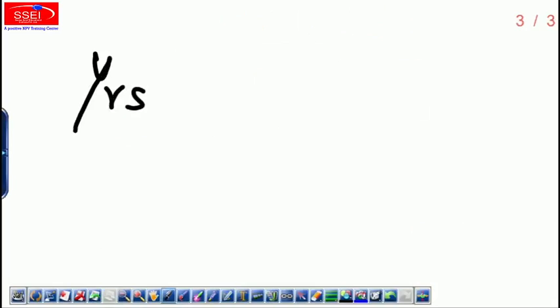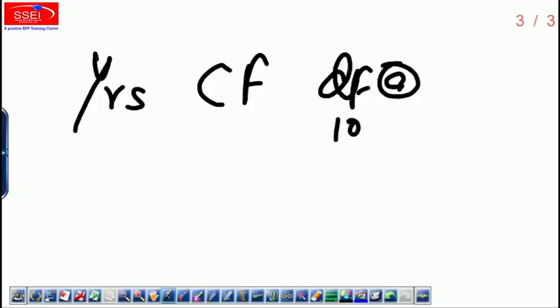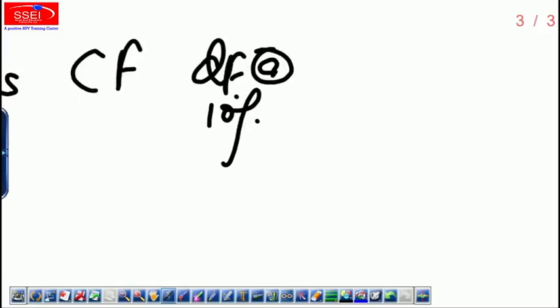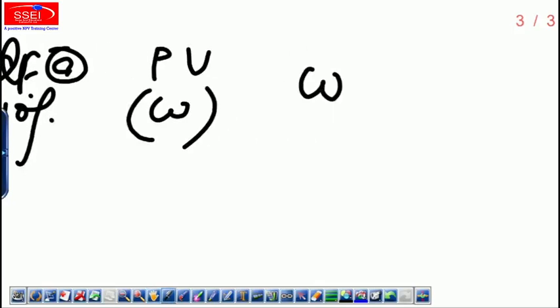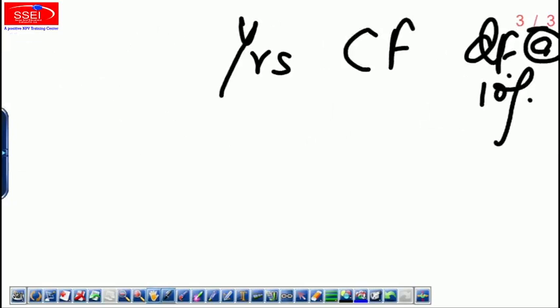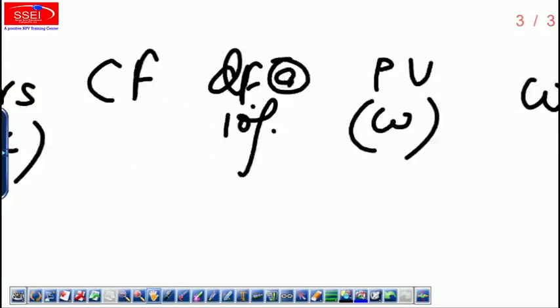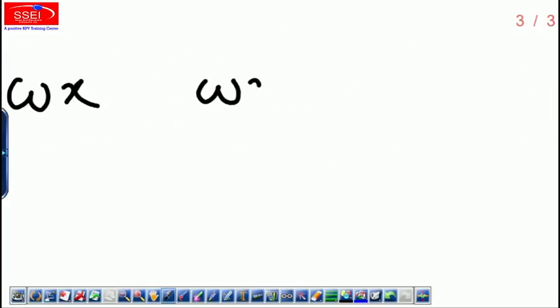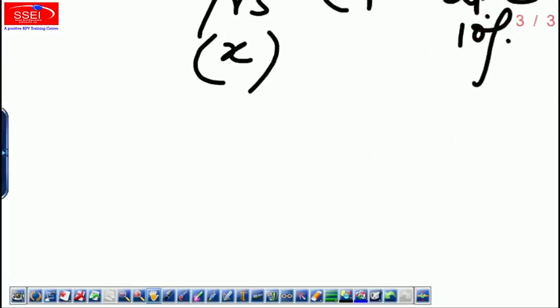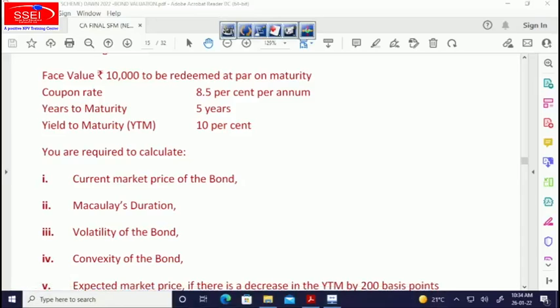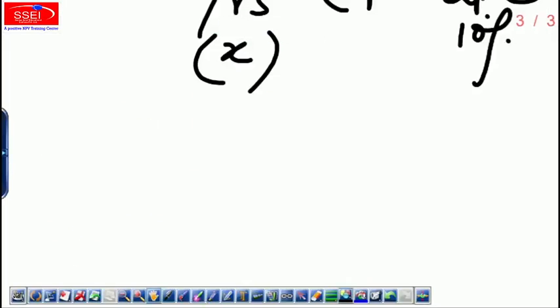Years, cash flow, discounting factor at 10%, present value, this is W, WX, because the first column was what? Years, that is X, and I am preparing one more column, WX into X plus 1. So this becomes the working for all the questions. So years, it was a 5-year bond, I think. Yes, 5-year bond, 8.5% coupon on 10,000. So 1, 2, 3, 4 and 5.